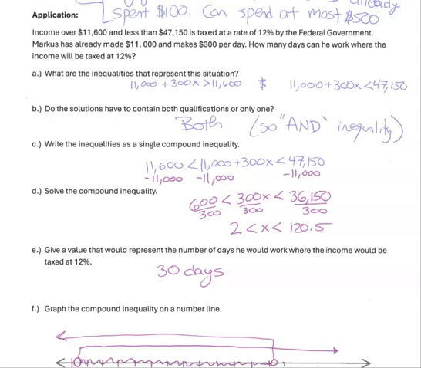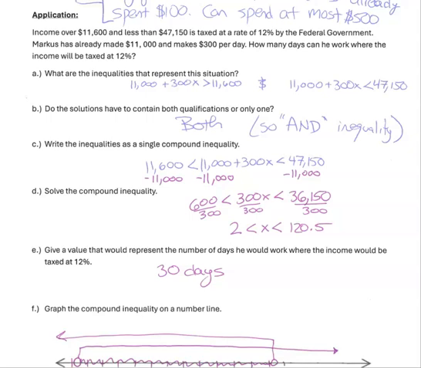Then, rather than solving two inequalities, what's cool here is it allows you to solve the middle part of the inequality, and whatever you do to the middle, you just have to do to both sides, and it's like you were solving two different inequalities. So the first thing is subtract 11,000 from both sides. Then you have to divide by 300 on both sides, and you end up getting 2 is less than x, which is less than 120.5, aka x is greater than 2, but less than 120.5.